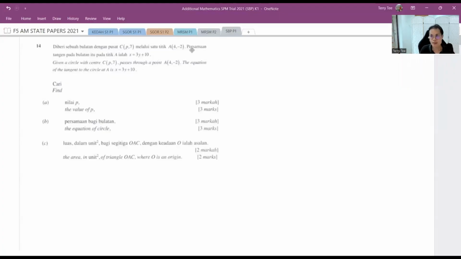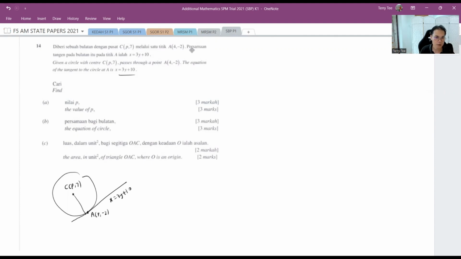Okay, question number 14. This is from chapter 7, coordinate geometry again. You're given a circle with center C, (p, 7). It passes through point A, (4, -2). The equation of the tangent to the circle at point A is x equals 3y plus 10. So let's do a sketch. This is your circle. This is a tangent. It looks like this.